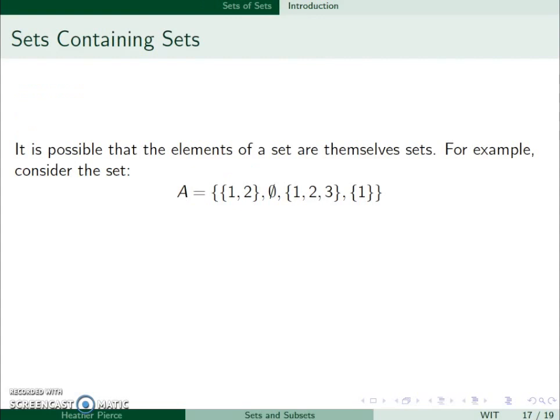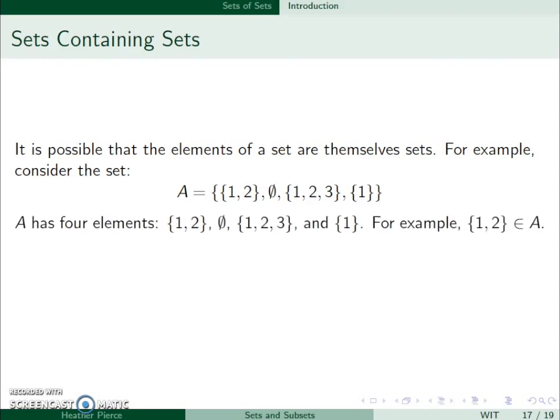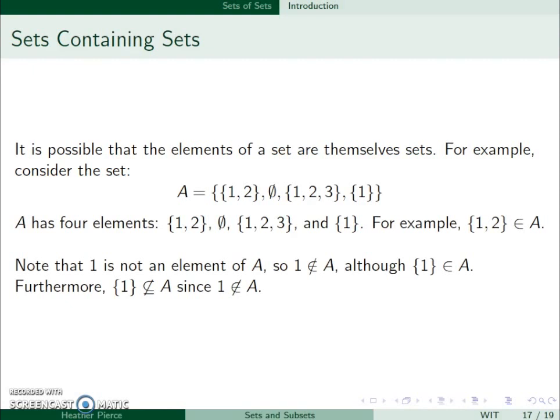And it's possible that the elements of a set are sets themselves. So here's a set, A, which is the set containing {1, 2}, the empty set, the set {1, 2, 3}, and the set {1}. So 4 elements, which I just listed. Note that 1 is not in the set A. However, the set containing the element 1 is in A. And the set containing the element 1 is not a subset because 1 is not in there.